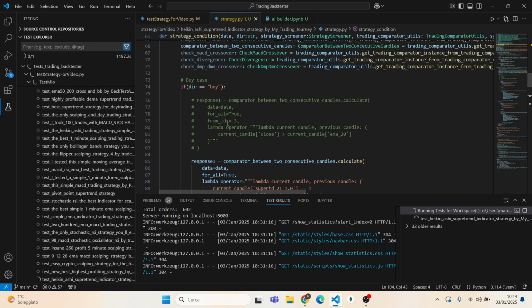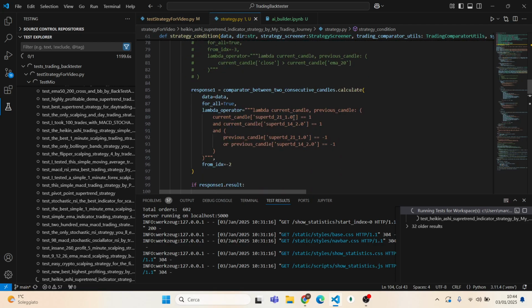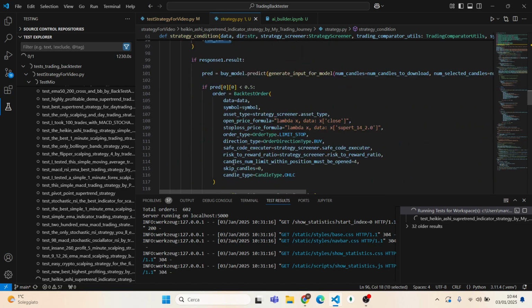So let's see the code for the buy. As you can see, I'm checking that the direction of the current candle is up. It must be verified in both SUPERTREND 21 1.0 and 14 2.0. And before, in the previous candle, one of them must be down. SUPERTREND must be red, so -1, or both of them. And I'm checking it in the last two candles, as you can see.